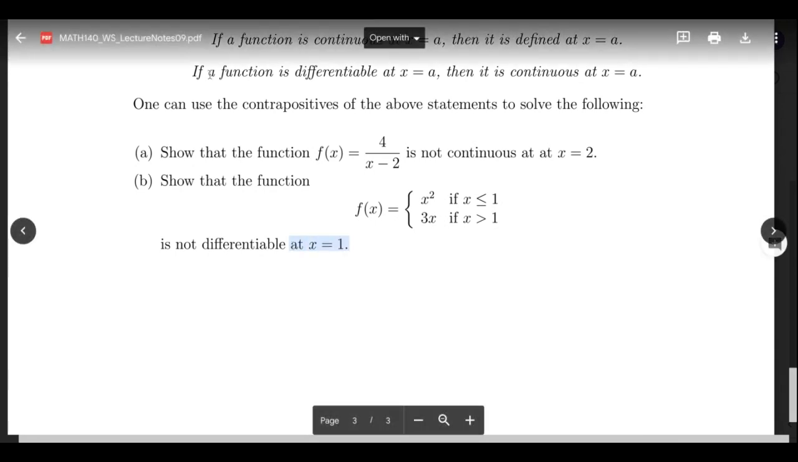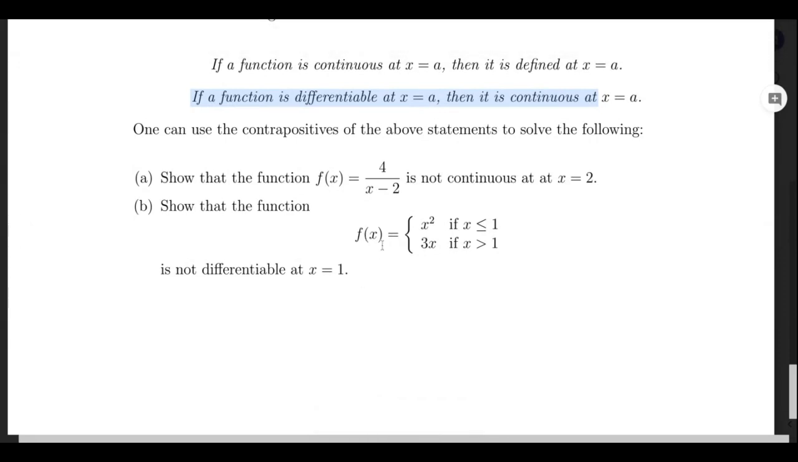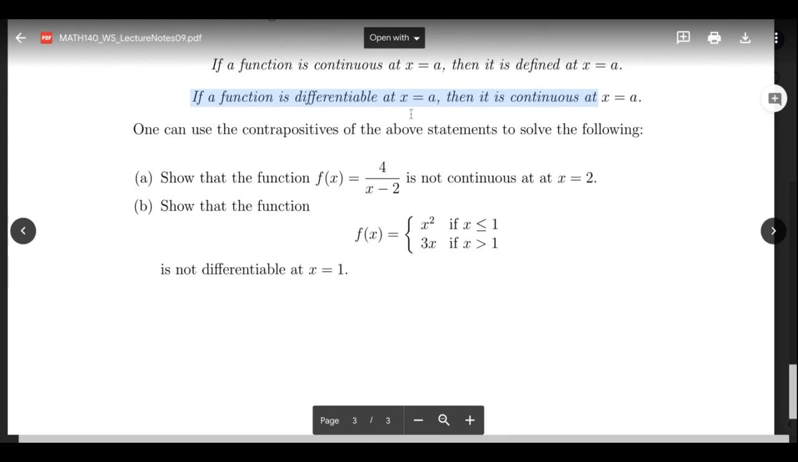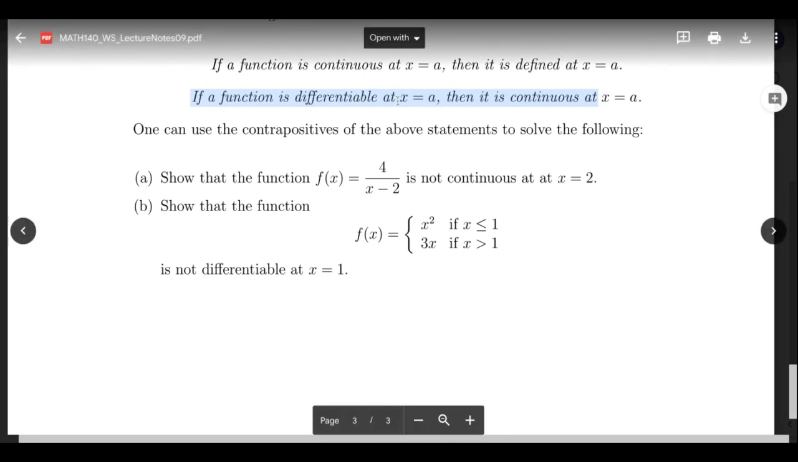So one way to show it is to use this second statement here, right? To show a function is not differentiable at a point, we want to show the function is not continuous at the point. So for B, we want to show the function is not continuous at the point x equals 1. Then by contrapositive, this true statement proves the function is not differentiable at 1.